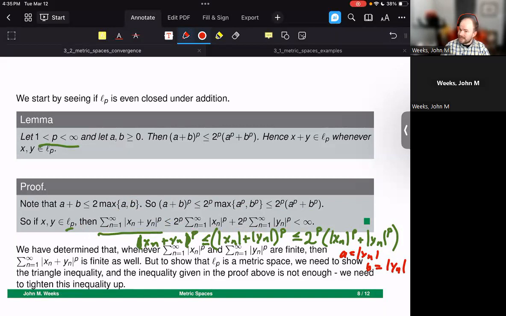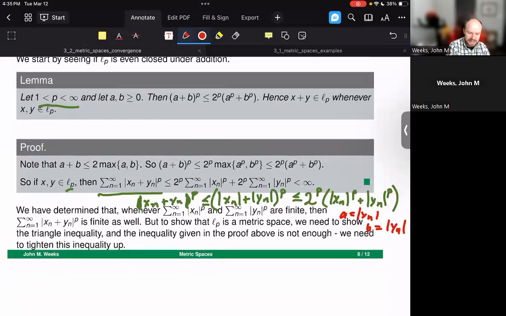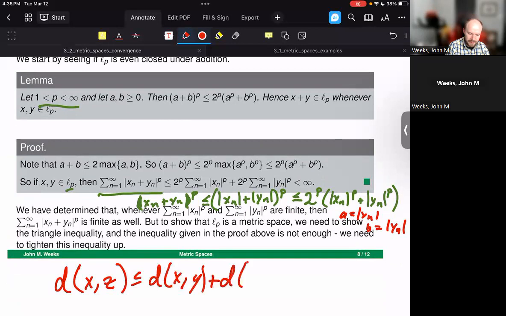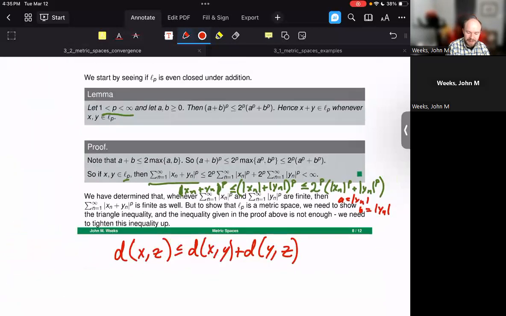But to show little lp as a metric space, we need a lot more strength in it, particularly this inequality, because yes, this is part of that little lp norm for the sum of x plus y. But what we want to show is this, right? We want to be able to show that the triangle inequality holds for this, that if you have d of x z, that this is less than or equal to d of x y plus d of y z. And that's going to be very tricky to show, because looking at what these distances are defined to be, you're looking at something like this.